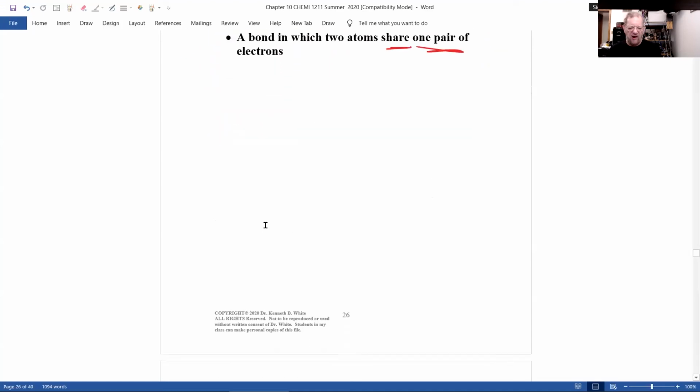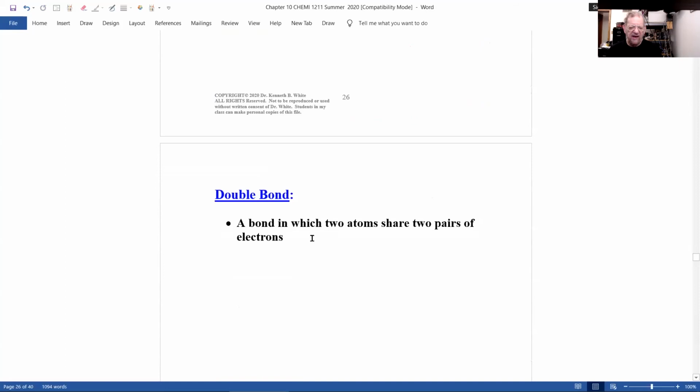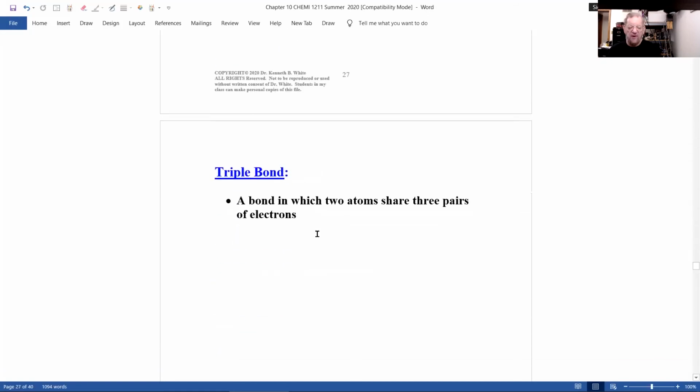Next one you should know, double bond. And a double bond is a bond between 2 atoms in which the atoms share 2 pairs of electrons. Single bond, 1 pair being shared, double bond, 2 pairs, and the last one, but not the least, triple bond. And a triple bond is a bond in which 2 atoms share 3 pairs of electrons. So you have single, double, triple bond.